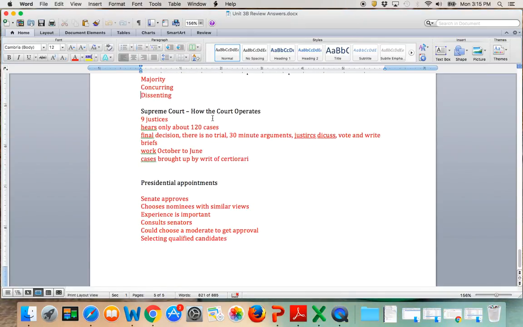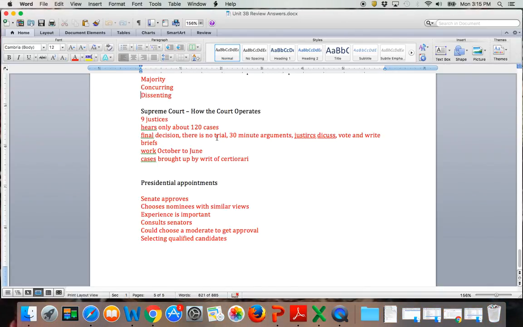Okay, how the Supreme Court operates. They have 9 justices. They hear about 100 to 150, so an average of around 120 cases a year. They have the final decision. There's no trial. Again, 30 minutes for each side. Justices discuss, vote, and write their briefs. They work from October to June. Cases are brought up by that writ of cert.